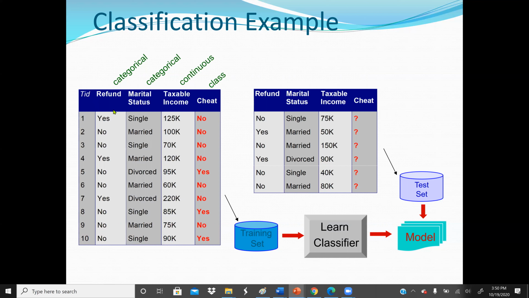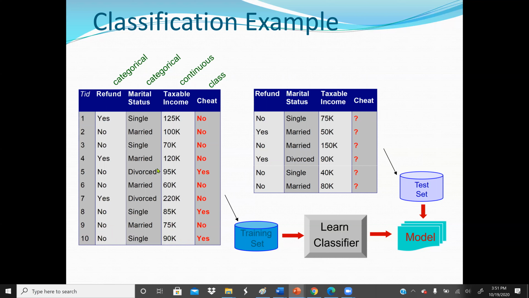Now we have the categorical data for refund. We want to know if most likely the taxpayers who get a refund are not going to cheat. Or the marital status. Most of the time, singles pay more tax than married couples pay. So that can have an effect on the cheating or not. And also taxable income is important. The higher your income, the more tax you pay. So who knows, the more money you make, the chance of cheating on tax is possible. So this is our data set.